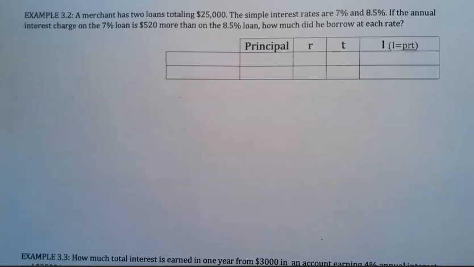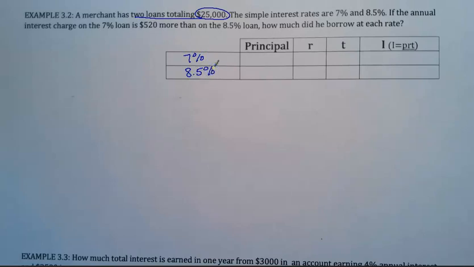Okay, so a merchant has 2 loans totaling $25,000. The simple interest rates are 7% and 8.5%. If the annual interest charge on the 7% loan is $520 more than the 8.5% loan, how much did he borrow at each rate? Okay, so we've got two loans totaling $25,000. We have 7%, 8.5%.